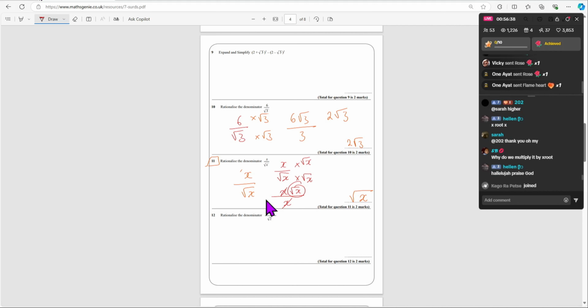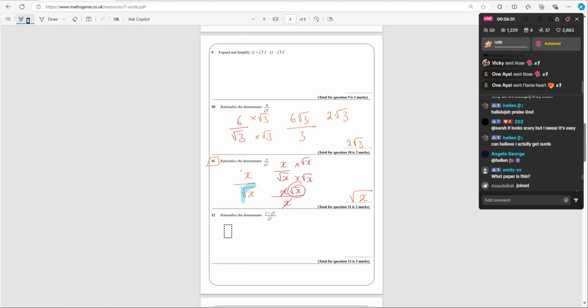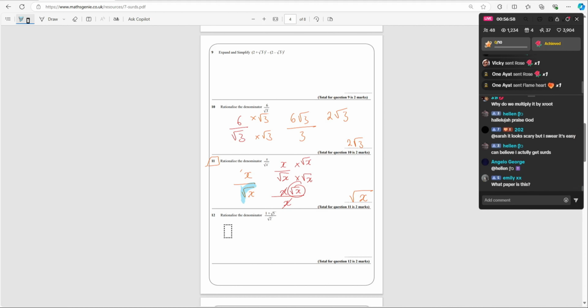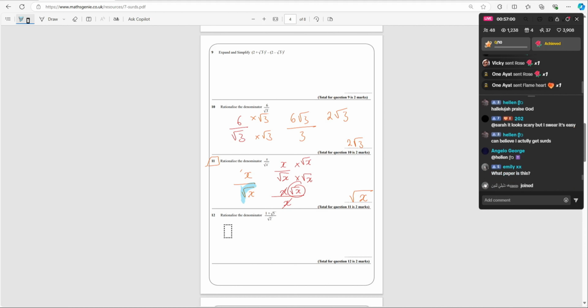Why do you multiply it by the root x? It's because we are trying to get rid of this surd sign, the square root sign. To get rid of the square root sign, you know that if you multiply it by the same surd, you will cancel out the square root sign, right? You do that to the numerator and the denominator, because if you do something to the denominator, you do the same with the numerator.